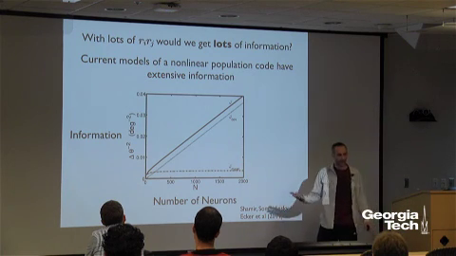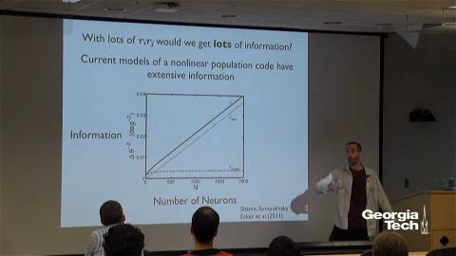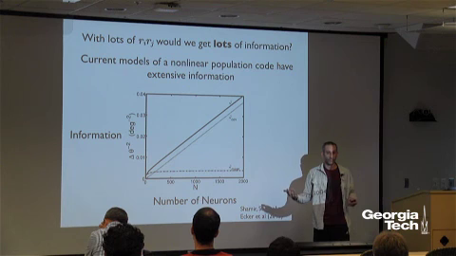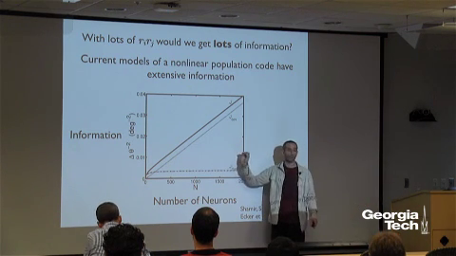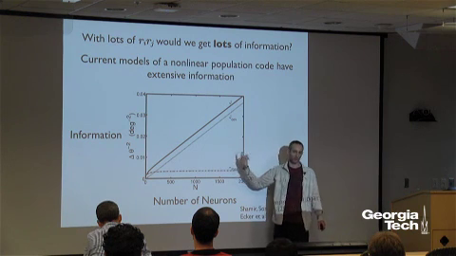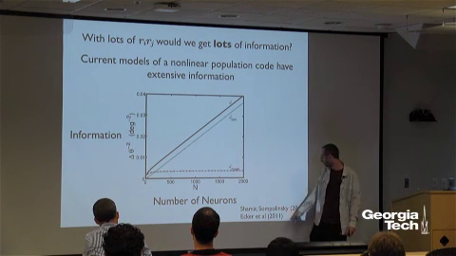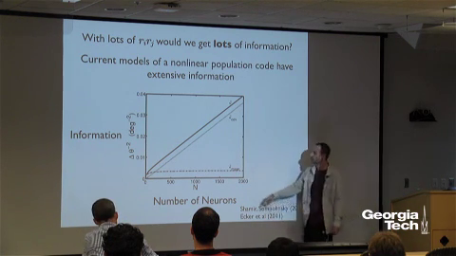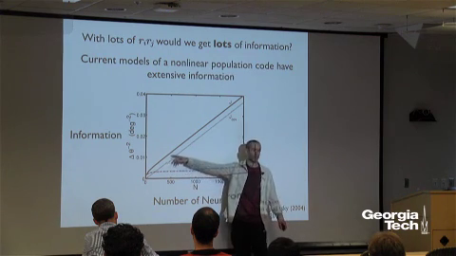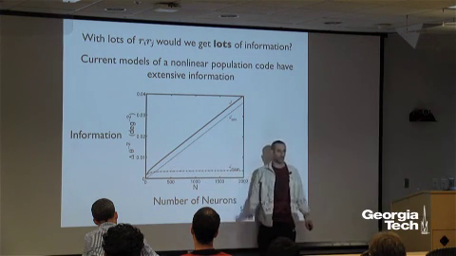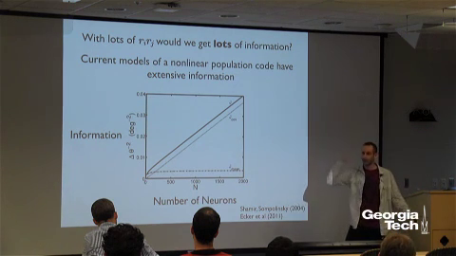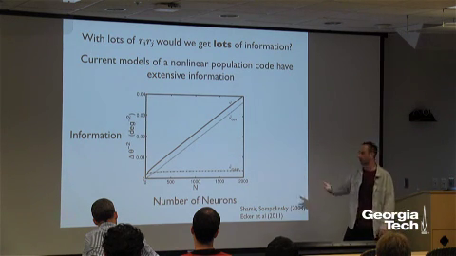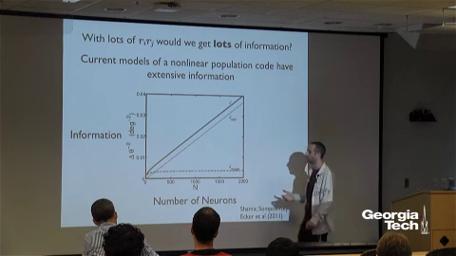So now we have the same question as before. If we now have n squared products, doesn't that mean we have tons of information? Again, the current models of nonlinear population codes, of which there's really basically one, imply that the nonlinear information grows with the number of neurons. That definitely doesn't happen, for the same reasons as before, because you inherit information from a limited input.